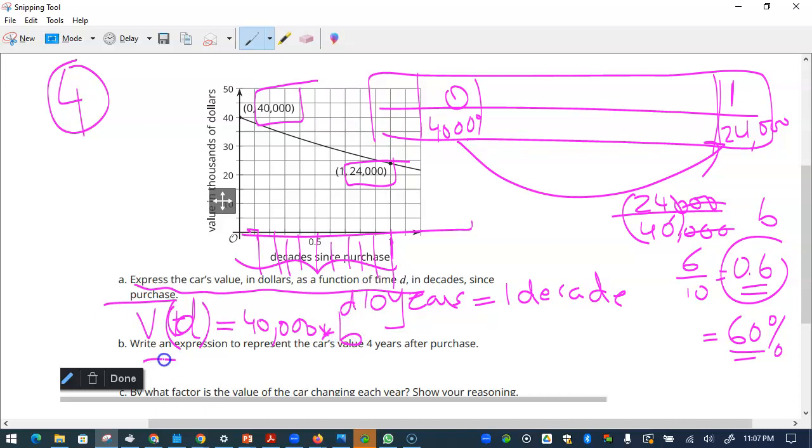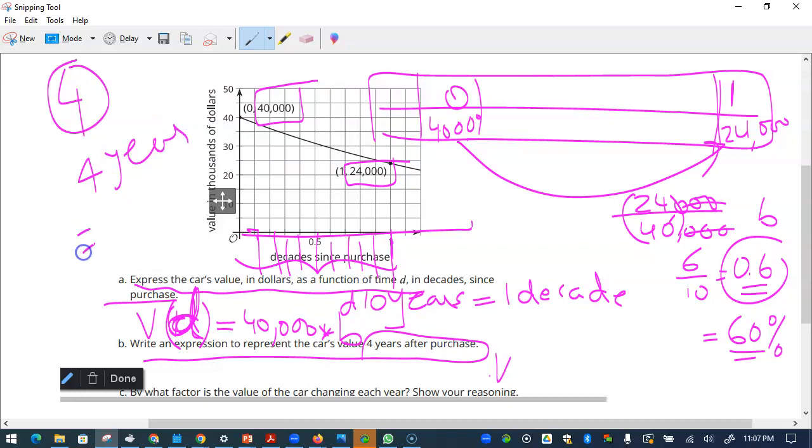And now the next question, expressing it for years. Now 4 years means what fraction of a decade? If we want to change to decades, 4 years basically means 4 divided by 10 decades, or years since the beginning.